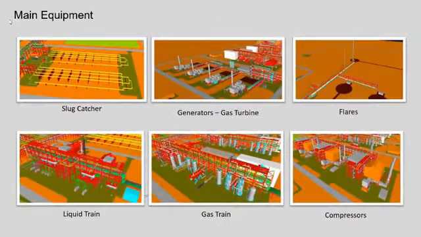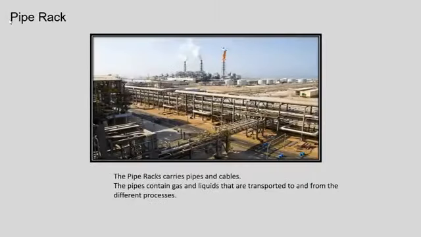Structural steel. Equipment list. Includes slug catcher, generators, flares, liquid train, gas train and compressors. Pipe racks. The pipe racks carry pipes and cables. The pipes contain gas and liquids that are transported to and from the different processes.